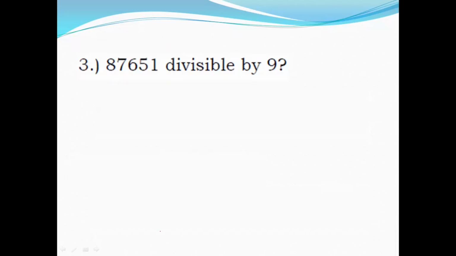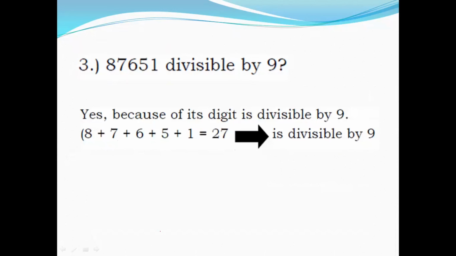Okay, next rule. Is 87,651 divisible by 9? Yes or no? Yes. Why? Because the sum of its digits is divisible by 9. So what we're going to do is we're going to add the digits. Okay? 8 plus 7, 15, plus 6 is 21, plus 5, 26, plus 1 is equal to 27. So 27 is divisible by 9. Bakit siya naging divisible by 9?